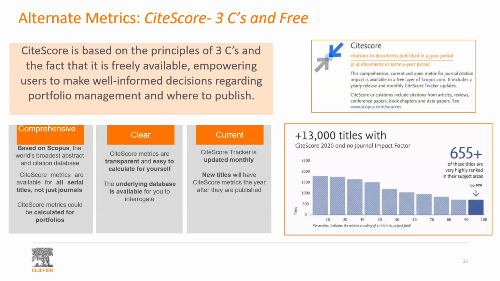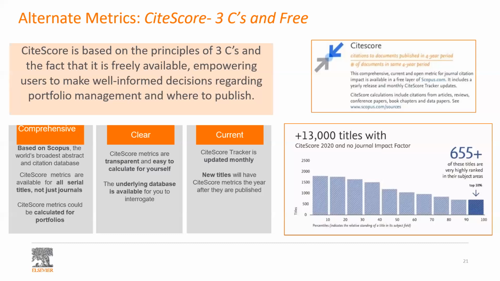And one of the metrics is CiteScore. CiteScore basically depends on 3 C's. That is comprehensive, because it's based on Scopus, that is the world's largest abstract and citation database. Clear, because it is more transparent. There is no normalization that happens to it.